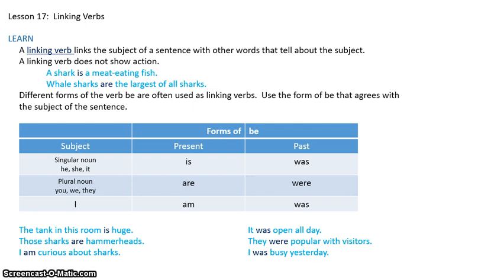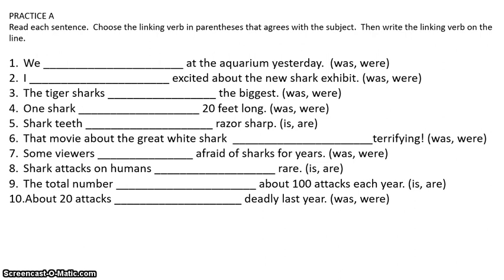So go back to this chart during your exercises if you need to, but the biggest thing is you have to make them agree with the subject. If you have a subject that is singular, then there are certain words you're going to use. If you have a subject that is plural, there's going to be certain words that you use. If it's just the word I, then there are certain words that you're going to use. Okay, so let's go ahead and take a look at practice set A.